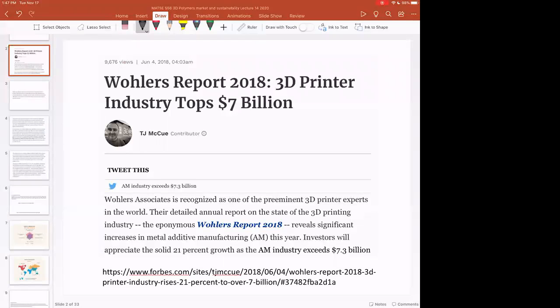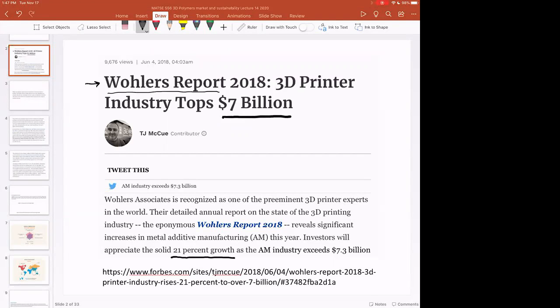So first off, if you're interested in industrialization of additive, you should probably know who Terry Wohlers is. And the Wohlers report is sort of an industry marketing report, a state of the field on additive manufacturing. And so in 2018, they said that additive was going to top $7 billion, at least in terms of the 3D printing industry. So that's interesting. And you see this 21% growth. So that's a big number.